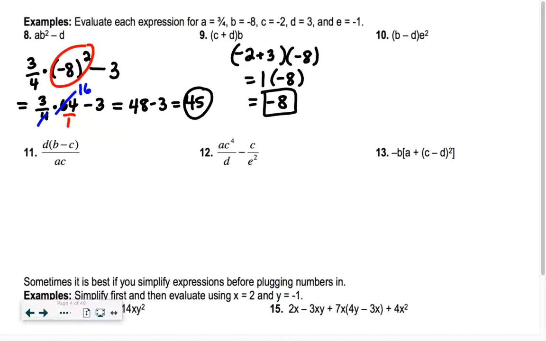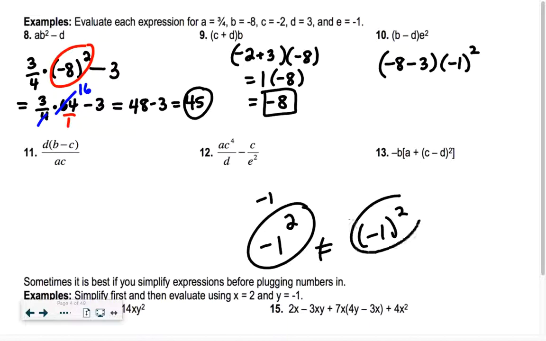All right, the next one, number 10. So we have B, which is negative 8, minus D, which is 3. So negative 8 minus 3. And then we're multiplying by E squared. So I'm going to have negative 1, and I'm going to square it. So since E was the entire negative 1, I put negative 1 in parentheses, and then the square on the outside. That's kind of an important thing. Because I could have written it like this. And these two numbers are not equal to each other. Do you understand that? If I have negative and then 1 squared, my order of operations would say to do the square first. So 1 squared is 1, and then multiply by the negative. So negative 1. So this part would be negative 1. This part would be 1. They aren't the same. So be kind of careful with that stuff.